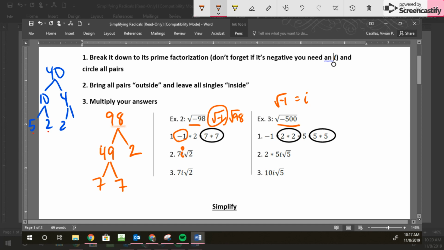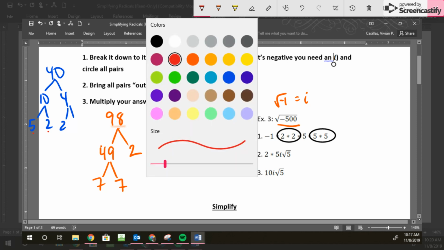And my pair that get married and move out of the house is the pair of 7s. Once they go out, the 2 become 1. So I have 1, 7. Inside the house are all the single people, which is just the 2. And that would be my final answer. For number 3, I have the square root of -500.